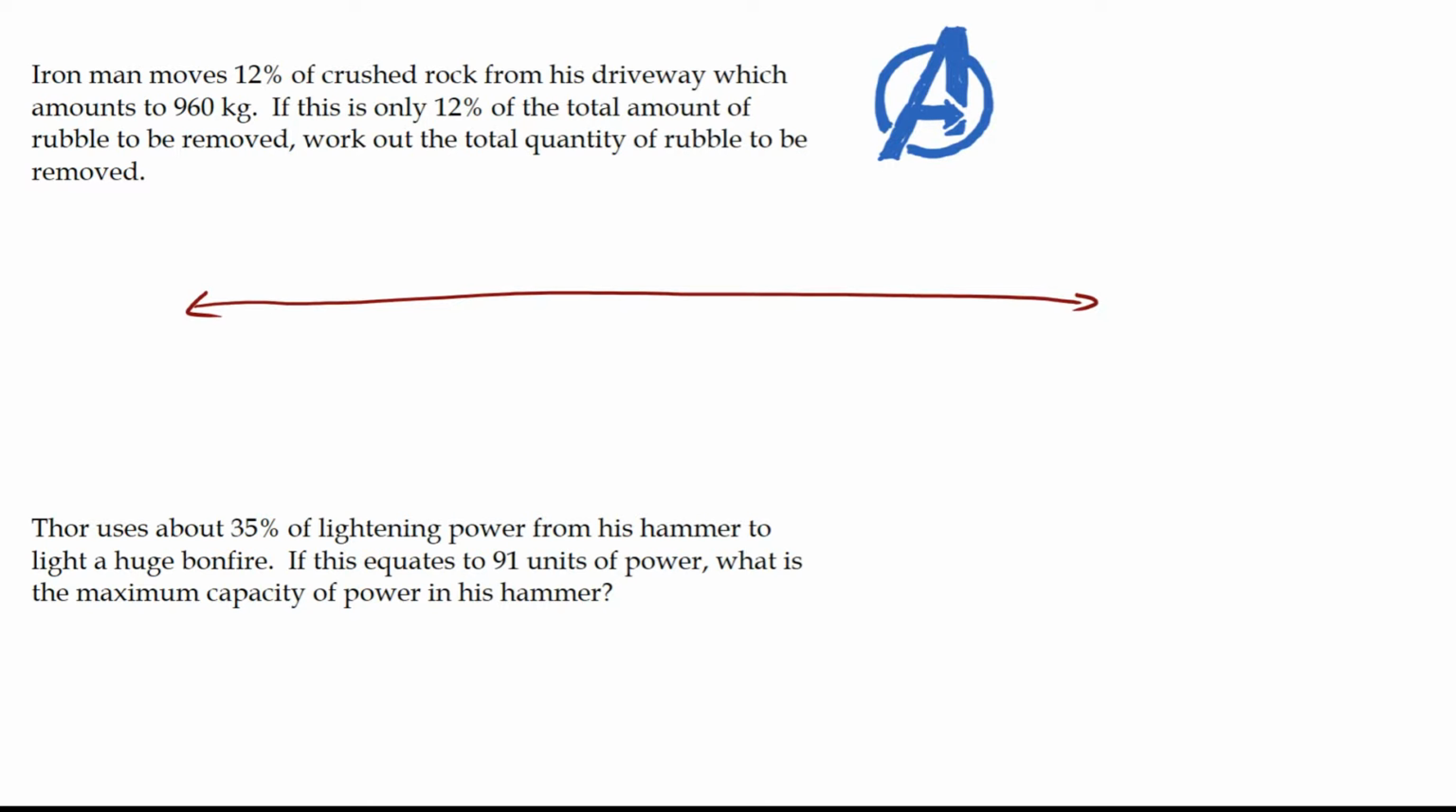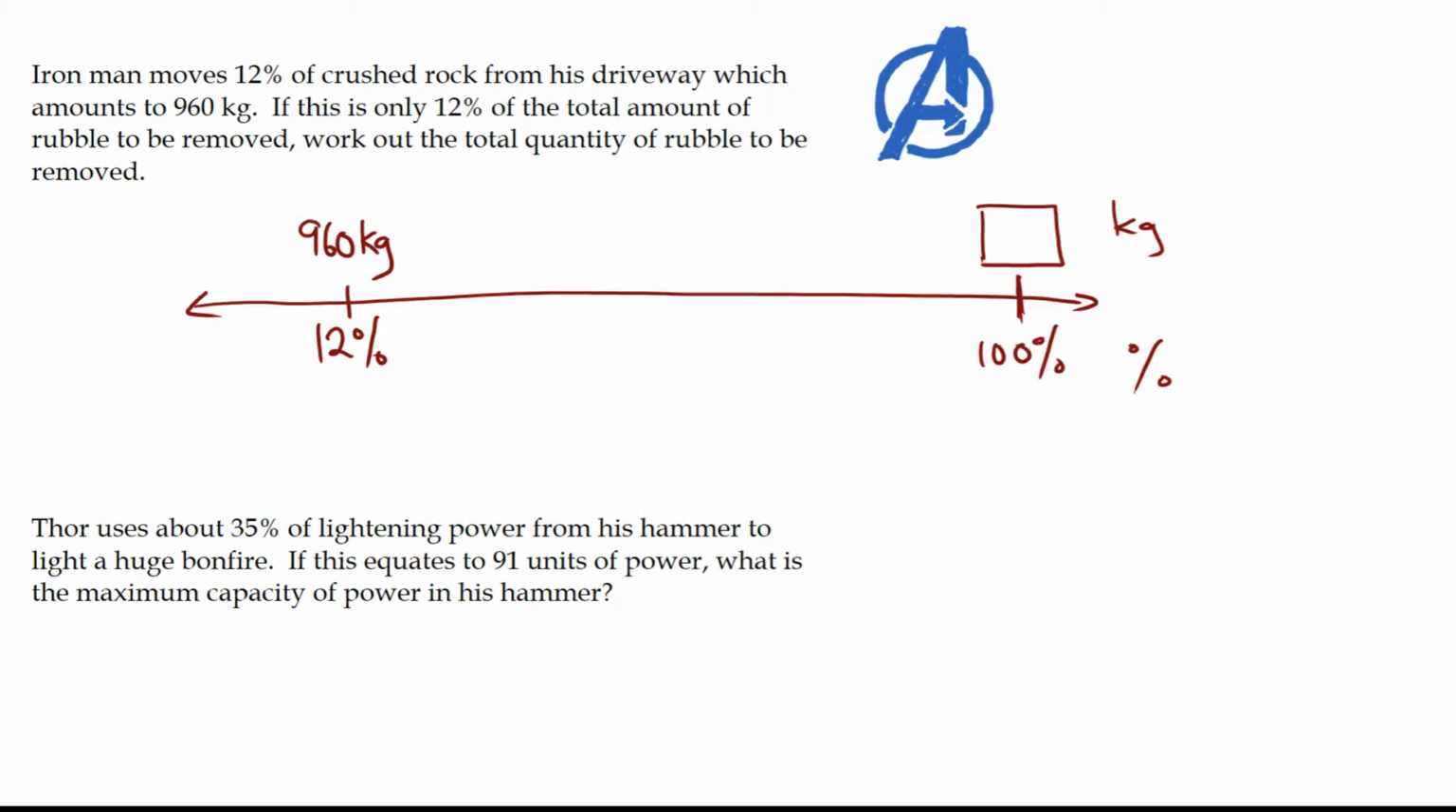and I'm going to put a percentage on the bottom and then kgs of rubble on the top, and I'm going to pop in 100%. So 100% is the total amount of rubble to be removed, and that's what we're trying to work out. What we do know is that 12%, which is somewhere down here, is the same as 960 kgs. So we've placed our given information on the number line.